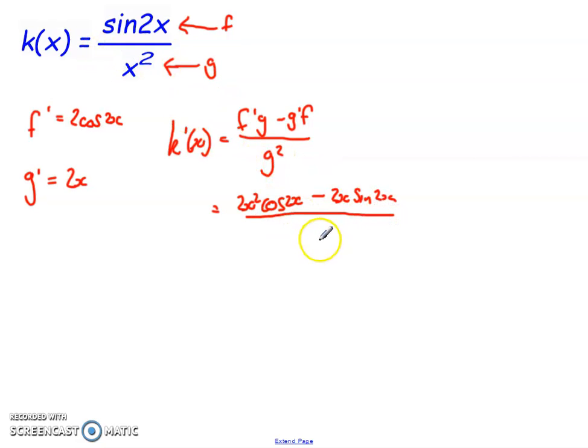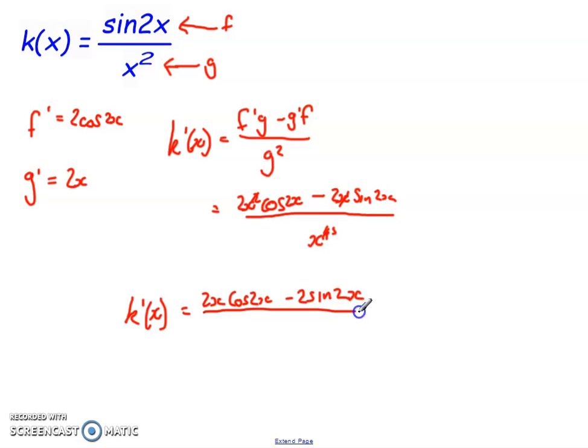So x squared squared, it's all over x to the power of 4. If you look at it, you can actually cancel an x out from here and 1 away from there to make it a cubed. So simplifying it a little bit, I get k dashed of x equals 2x cos 2x take away 2 sine 2x on the top, and then on the bottom I end up with x cubed. There you go. That's my derivative of that third function.